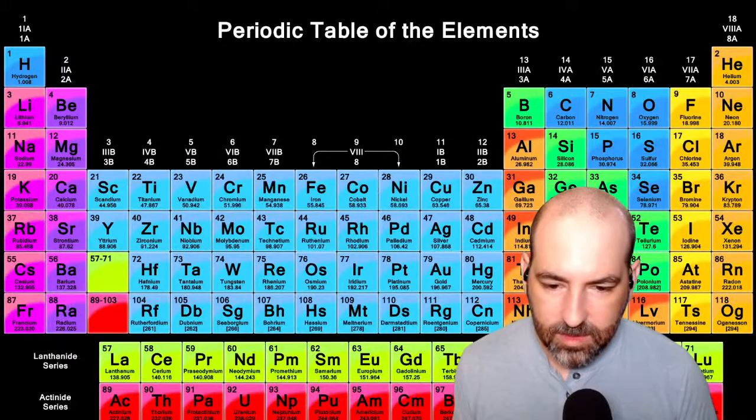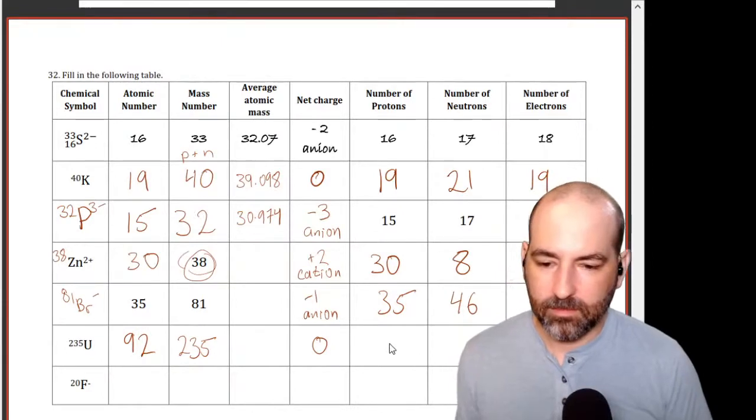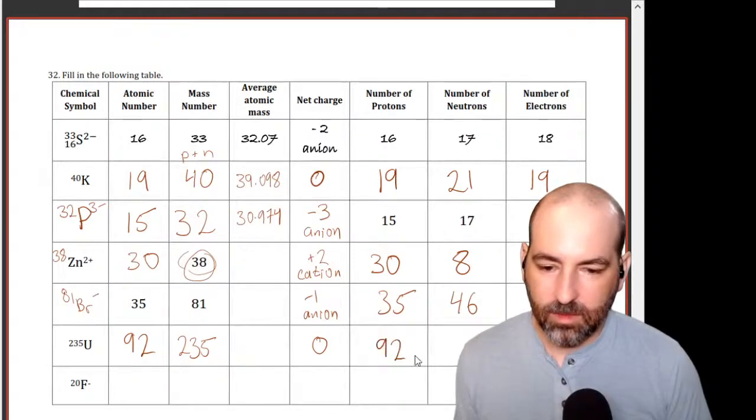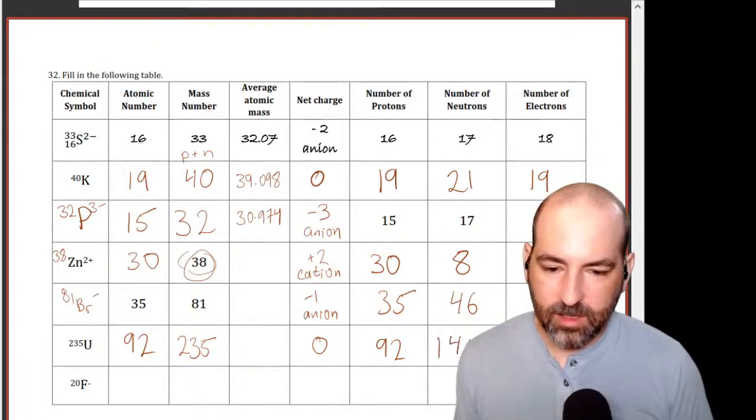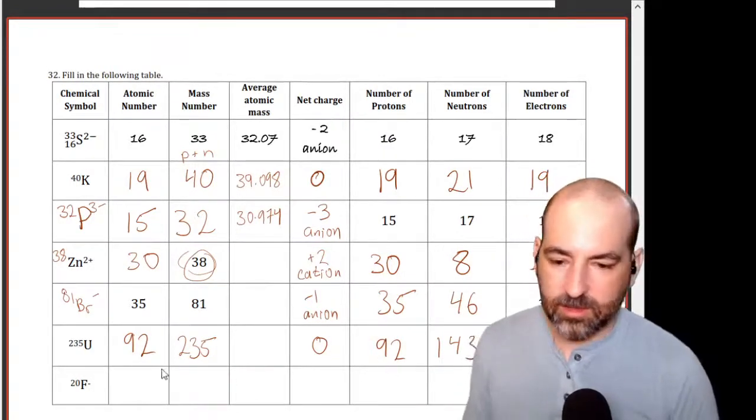Uranium, I believe, is 92. Yep. So that's 92 protons and 143 neutrons. Neutral charge means 92 electrons.